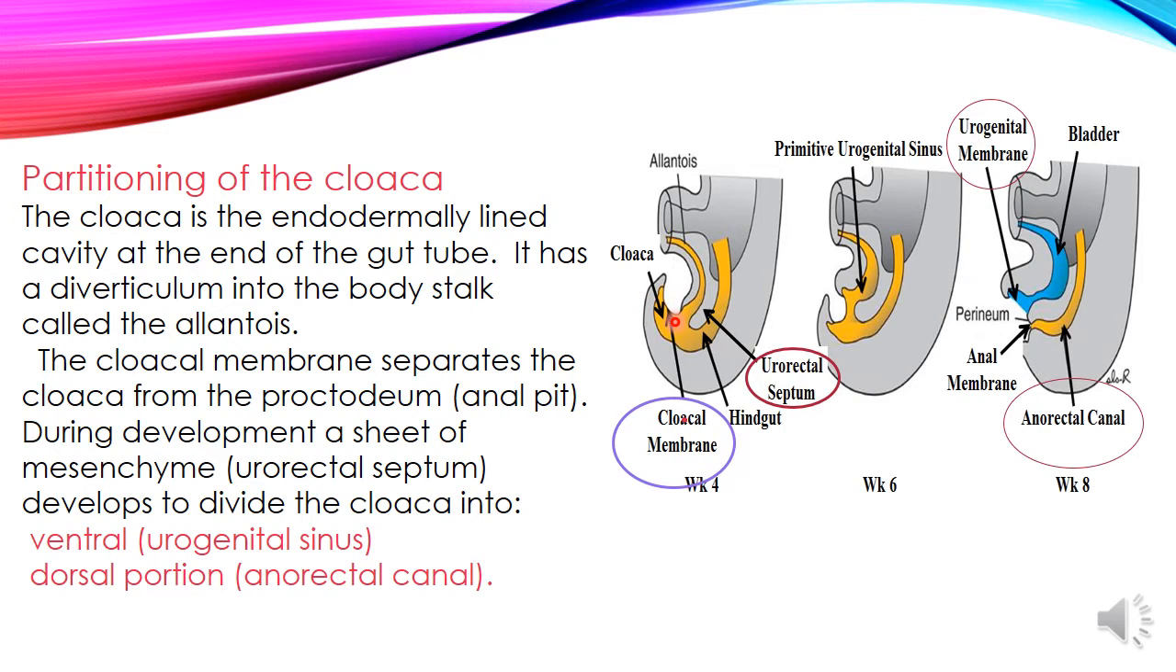During development, this sheet of mesenchymal tissue separates the cloaca into two parts, the ventral urogenital sinus and the dorsal, which is the anorectal canal. This sheet, these are two parts. This is the urogenital sinus and this is the anorectal canal.